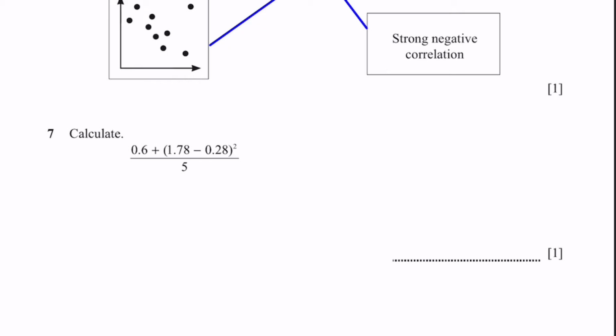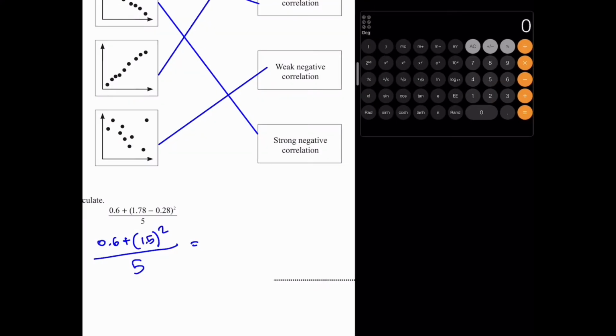Question 7. Calculate 0.6 plus (1.78 minus 0.28) the whole squared by 5. So 1.78 minus 0.28 is equal to 1.5, so we have 0.6 plus 1.5 squared by 5. Let's get that calculator out. Let's find 1.5 squared first.